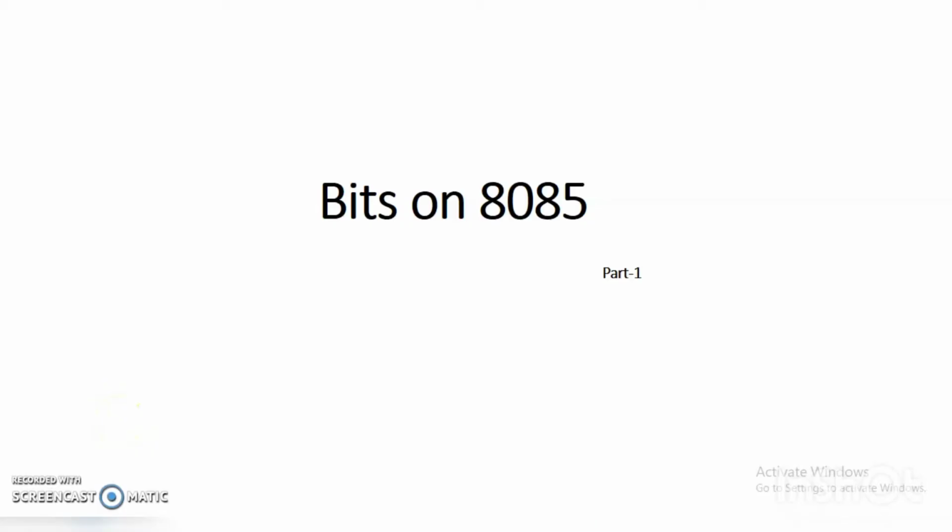So as discussed, let's start the video on bits on 8085 part 1. When you go through the bits, you can see some keywords marked with red color. Try to make a note of them and read the bits carefully so that it is easy for you to understand and you don't end up in confusion. So now let's start the session on bits.